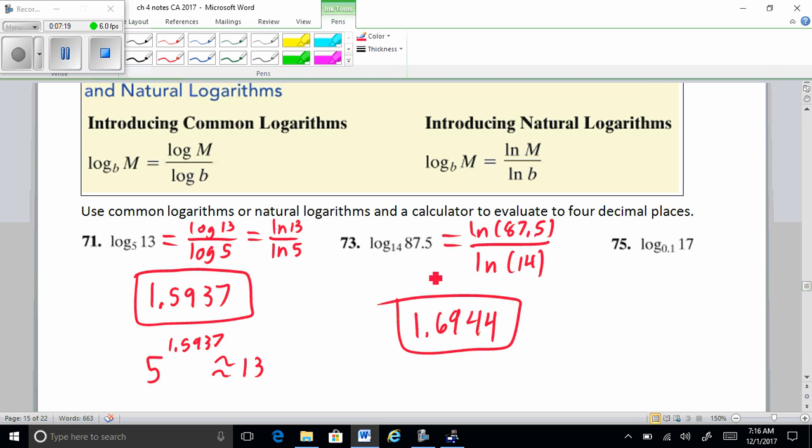The main thing here is you can't mix and match. If you do log, it needs to be log over log. If you do natural log, you need to make sure it's natural log on top and bottom.